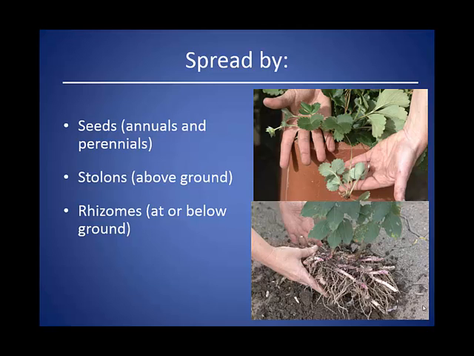They spread by things like seeds, both annuals and perennials can be big seed producers, reproduced by seed. They can spread by stolons, which in this case, this is a strawberry plant. It's an above ground stem. Or they can spread by rhizomes. Some plants like their rhizomes to be very near the surface, some like them to be a relatively significant distance underground. This is a dahlia, and you can see the rhizome there.